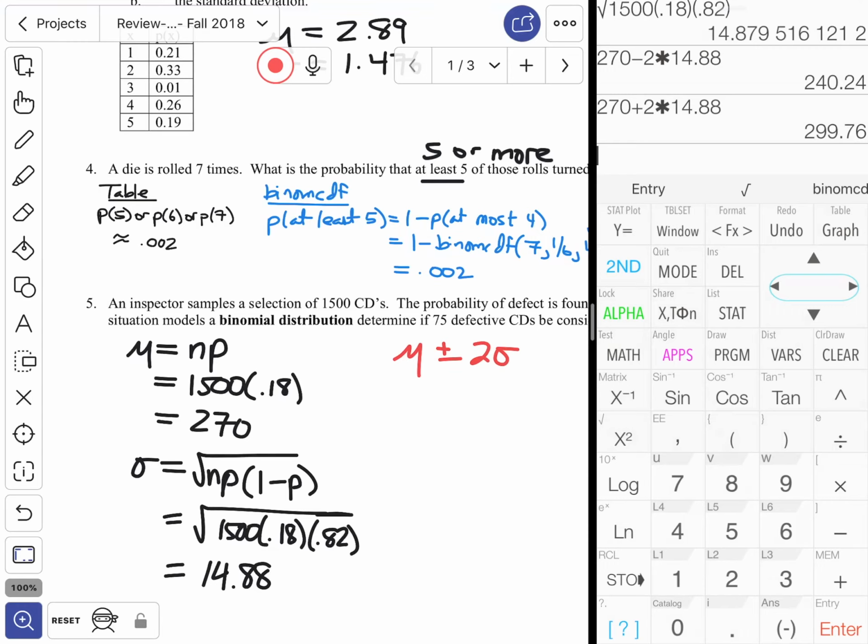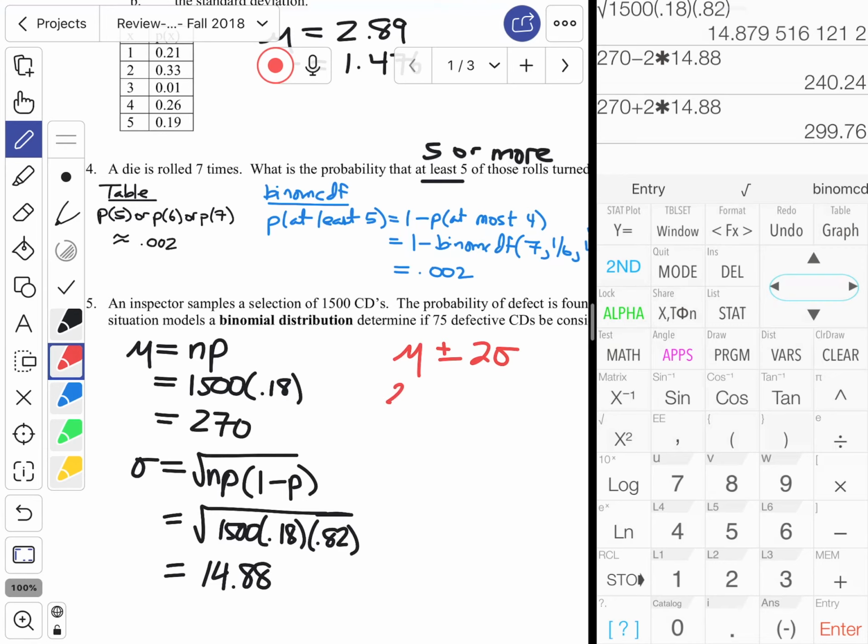So we're looking at 240. Oop, poor quality 0. 0.24. And then 299.76. These are our usuals. Therefore, 75 is unusual. Does not fall in that interval. It's not between the numbers 240-ish and 299-ish.